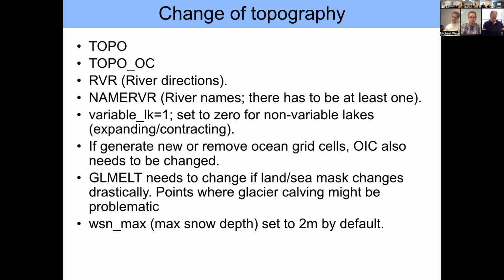Then we mention here the variable lake variable. It nearly always should be one in all runs. If you set it to zero, that means your lakes are fixed: the lake fractions which you specified in your topo file will be preserved through your run. That sometimes may cause problems because your lakes may accumulate a lot of water or dry out, and you actually want them to shrink and expand. So if you set variable lake equal to one, that will allow lakes to shrink, expand, and completely disappear if needed, and it works very well.